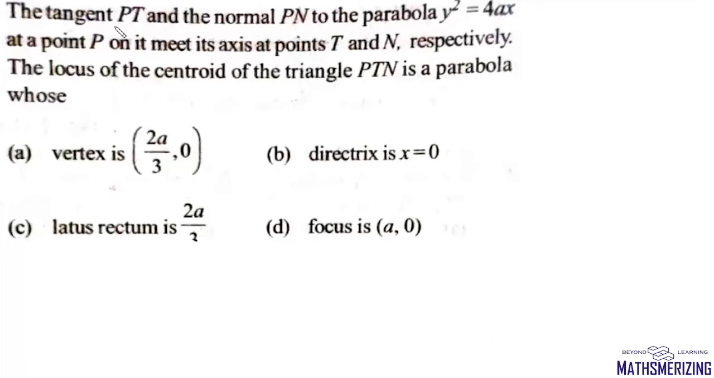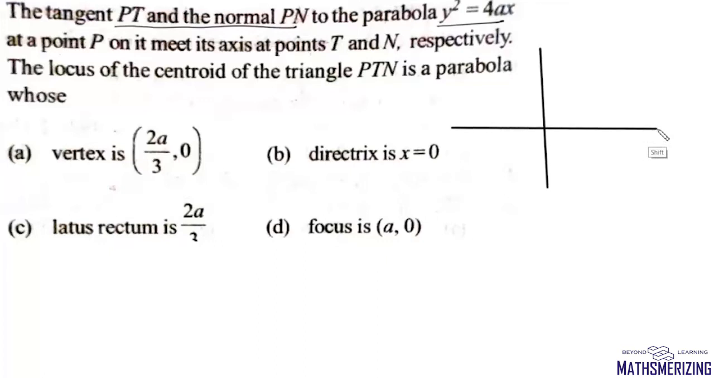Now here the question is, the tangent PT and the normal PN to the parabola y square equals 4ax at any point P on it meet the x-axis at points T and N. The locus of the centroid of triangle PTN is a parabola whose vertex, directrix, latus rectum and focus is which of the following? Right, so we have this parabola which is y square equals 4ax.